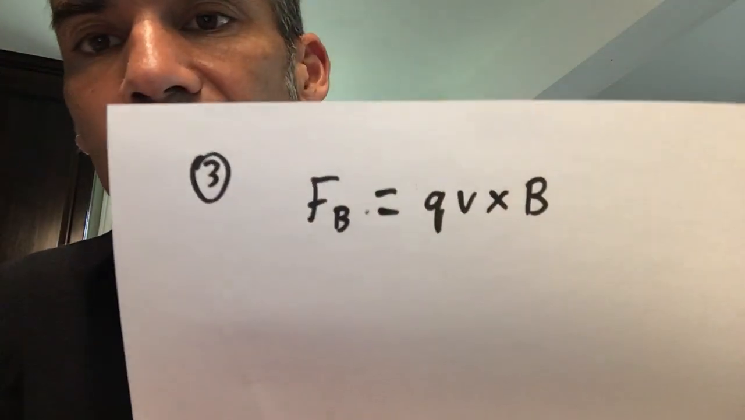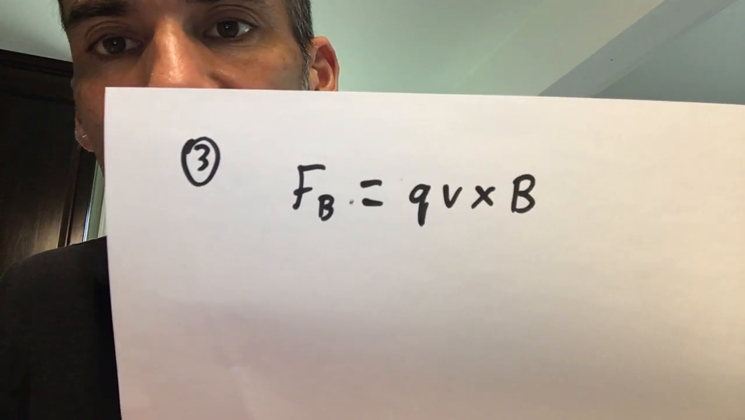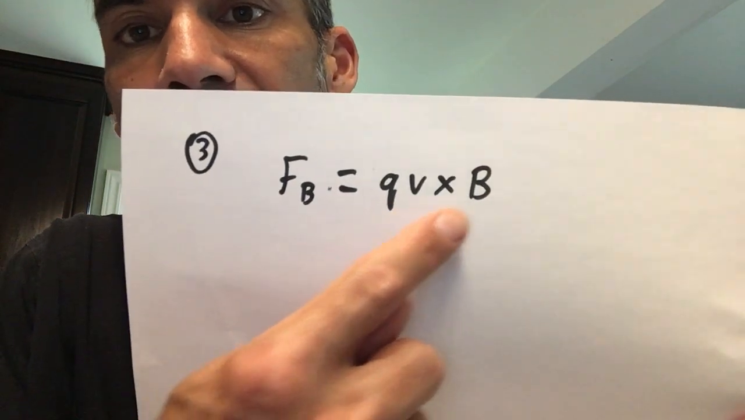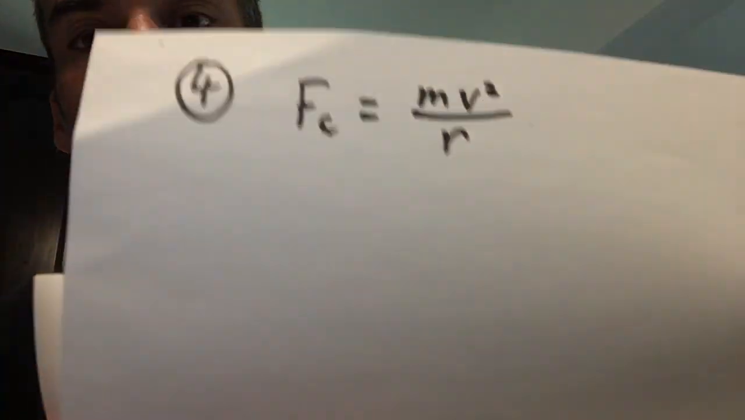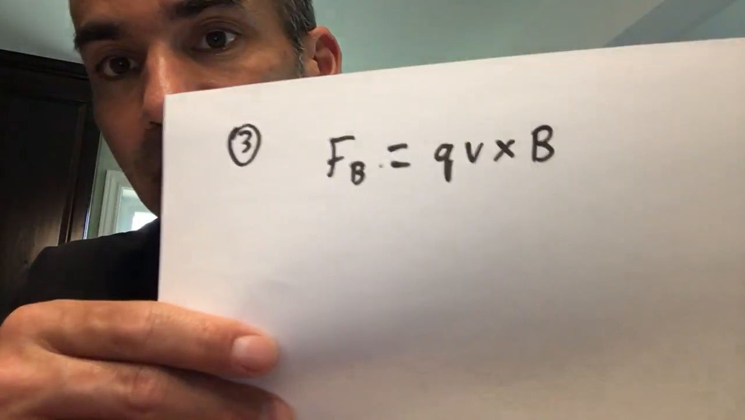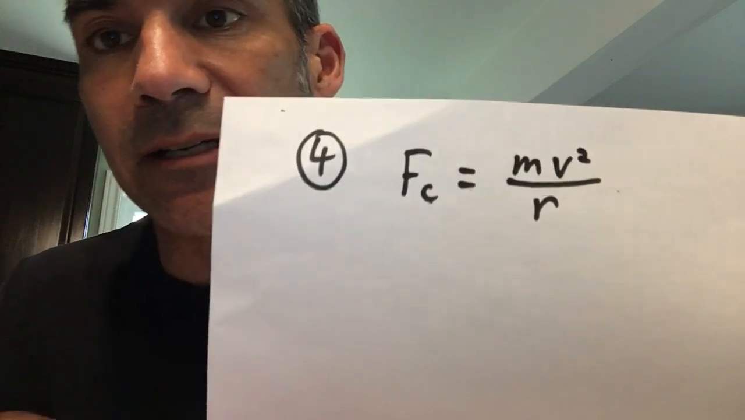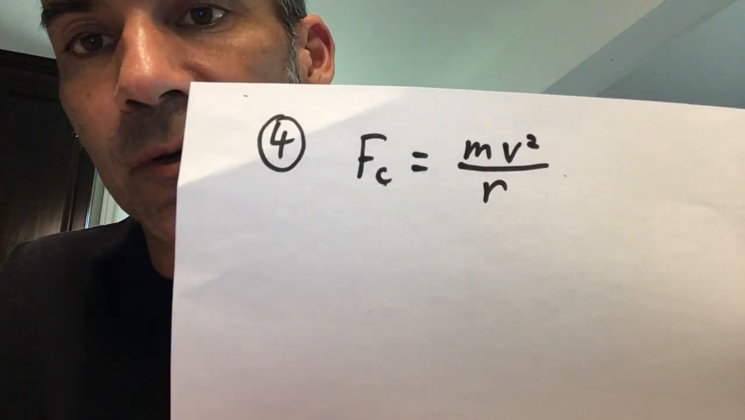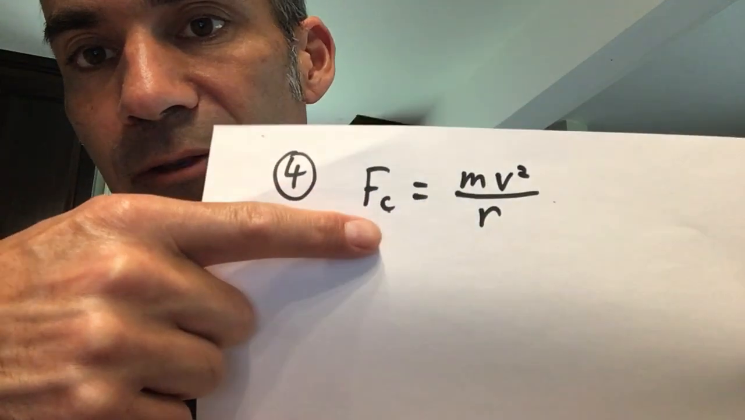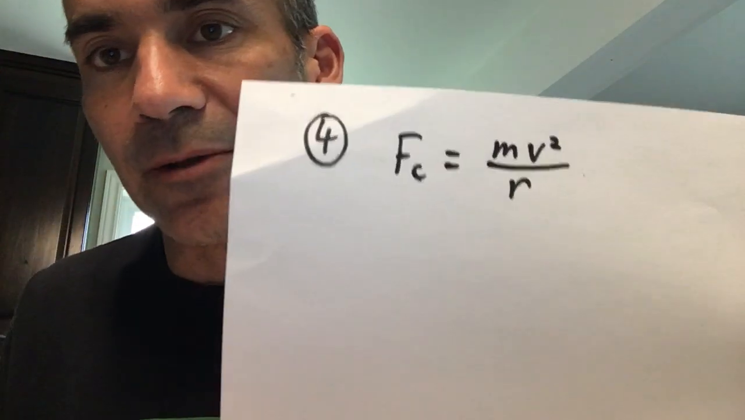The value of the force due to the magnetic field is equal to charge times velocity multiplied by the strength of the magnetic field. And finally, that force, it's going to be the same force. The force due to the magnetic field is your centripetal force. It's the only force acting on that particle. And it's going to cause it to move in uniform circular motion. And the centripetal force is mass times the square of the velocity divided by the radius.